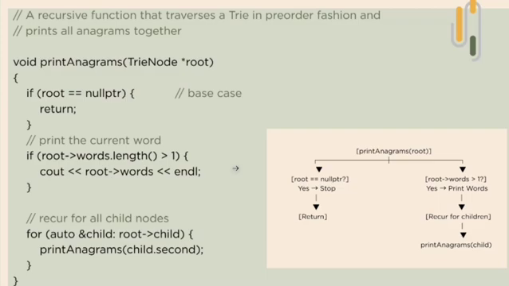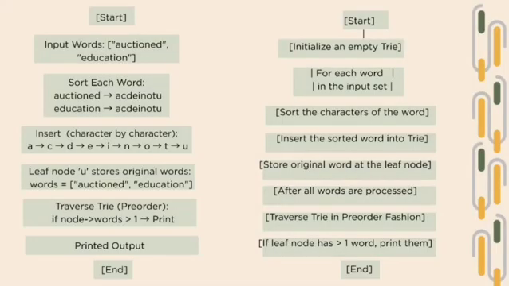The diagram shows the flow. Check the null pointer, print words if present, and then recurse for the children nodes until the entire tree is traversed. This shows the step-by-step flow of grouping anagrams using a tree.